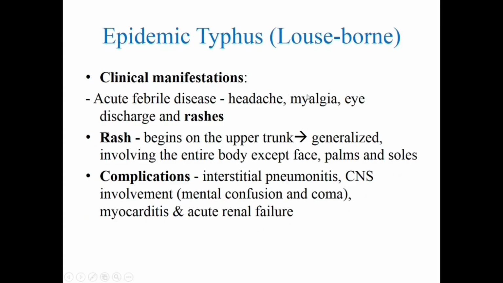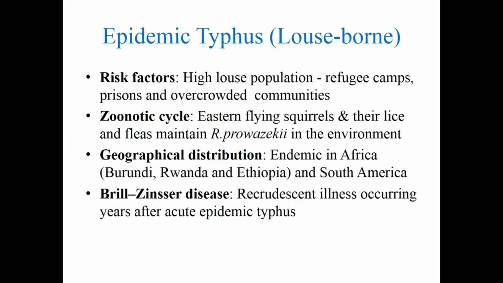You will have vague symptoms: headache, myalgia, eye discharge, rashes. Then you get complications like pneumonia, mental confusion, myocarditis, and so on. Epidemic typhus is very common in areas where there is a high louse population, such as refugee camps, prisons, and overcrowded communities.